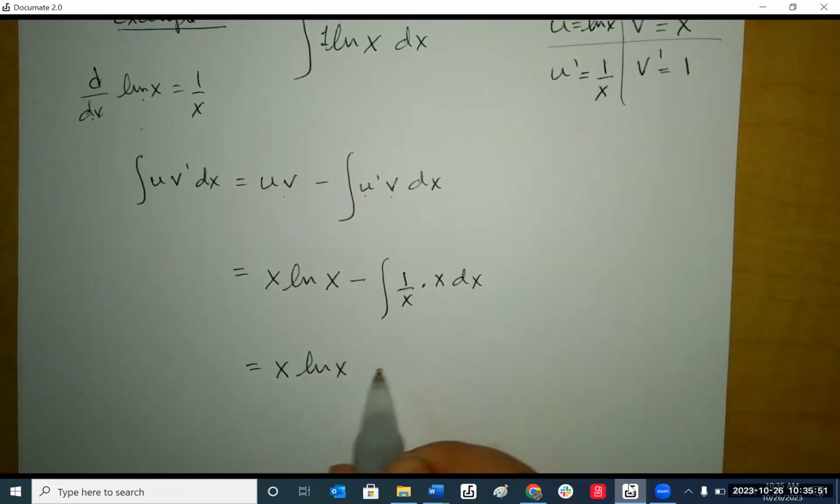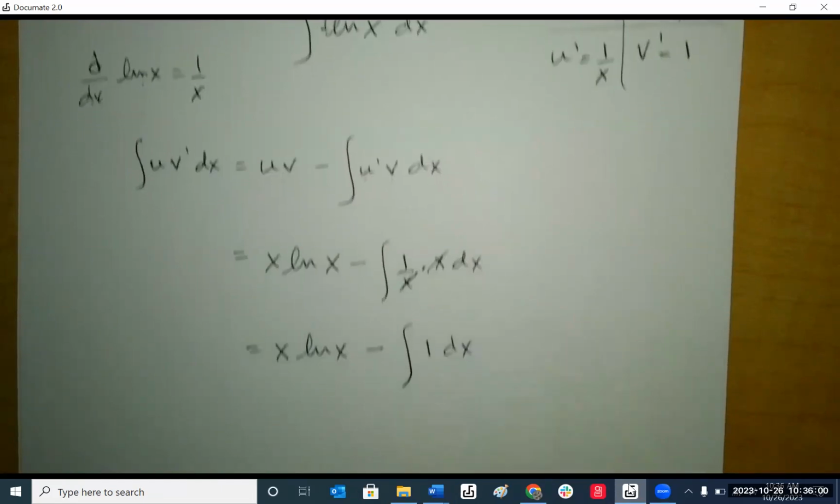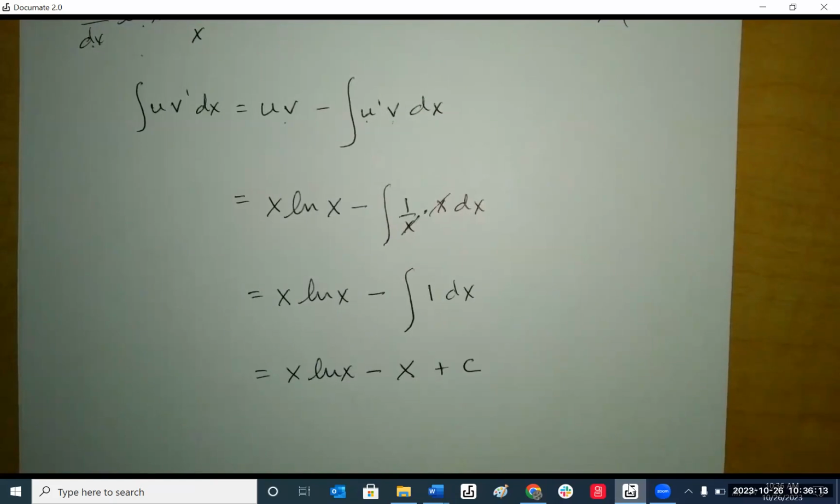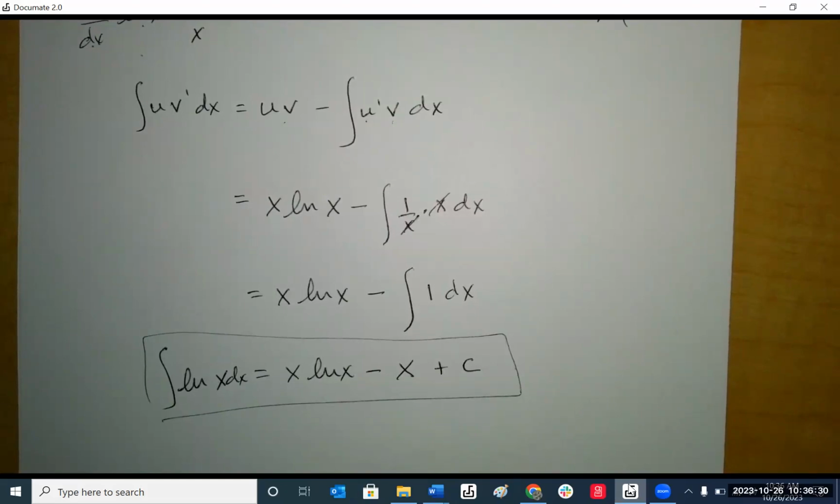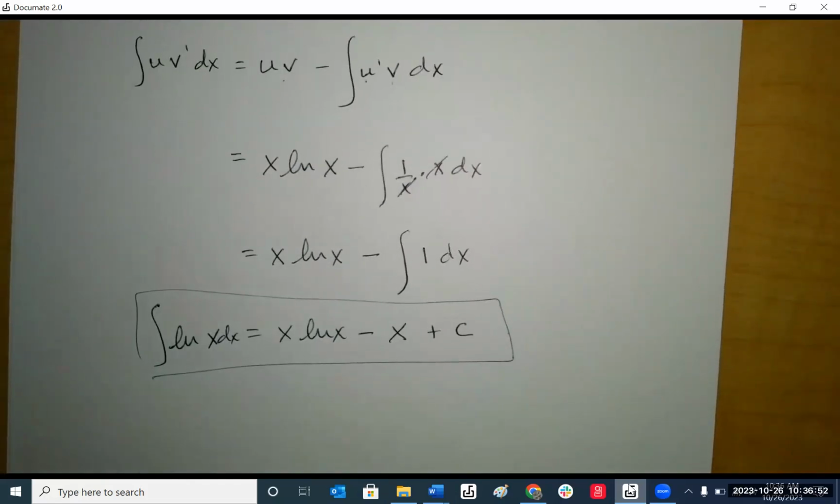We have x ln x. The x's cancel, so we have the integral of 1 dx. So there's your answer, there's your integral of ln x dx. Again, the choice of u and v prime is important, because if we had put v prime as ln x, what's the integral of ln x? We don't know that. Now we do.